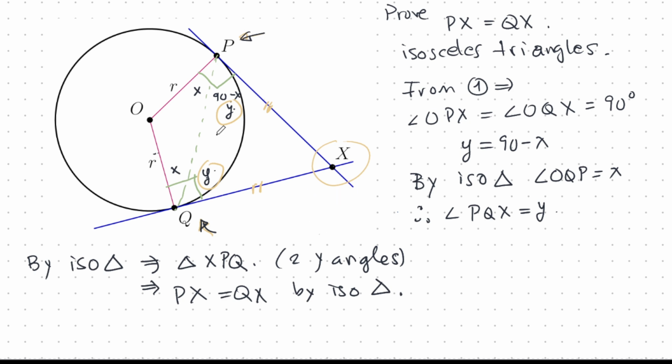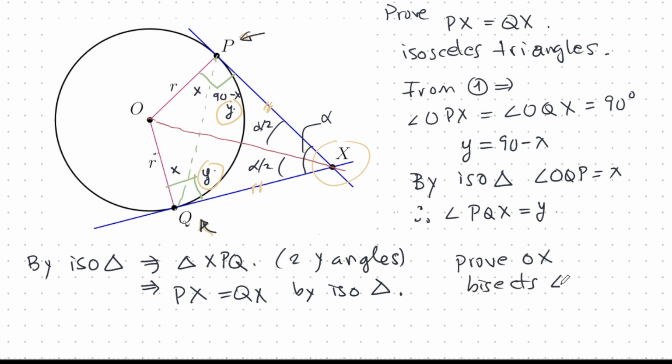So that's very beautiful. I like that very much, very cute. And there's more. We can do a little bit more. Let's connect this here. And what do we see? Maybe I can get you to prove this: if this angle here is alpha, then this one here is alpha by 2, and this one here is alpha by 2. It's easy to prove. Prove that OX bisects angle QXP, which is equal to alpha.